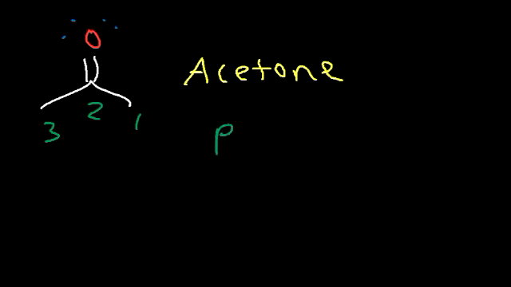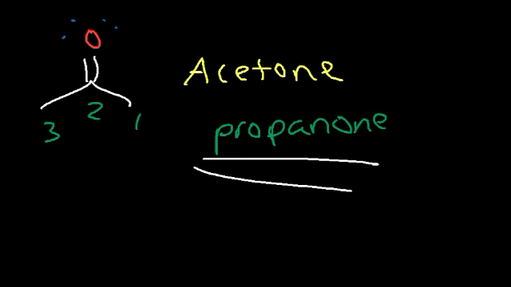The common name is acetone, which is found in nail polish. Now, the IUPAC name is simply propanone. For a 3-carbon ketone, the only place you can put the carbonyl group is on carbon 2. If it's on 1 or 3, it's going to be an aldehyde. So you can't put it on 1 or 3. So you don't have to say 2-propanone. You could simply say propanone for this particular example.